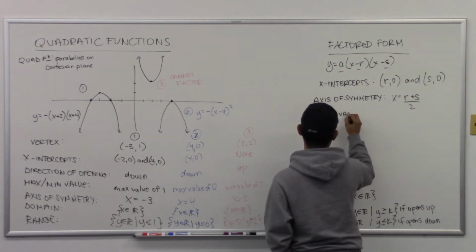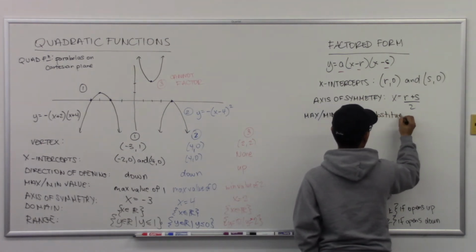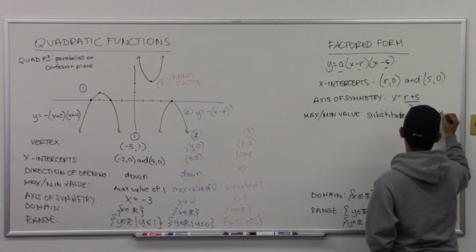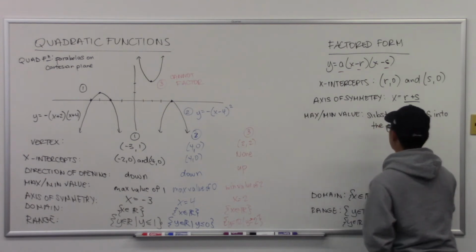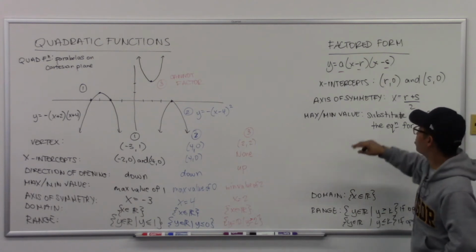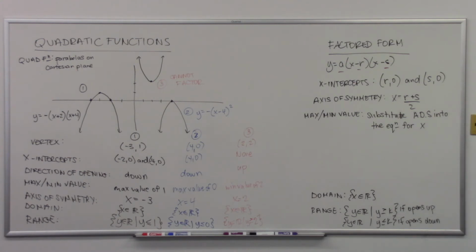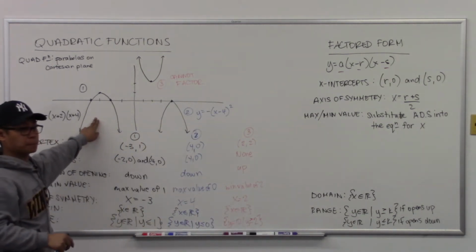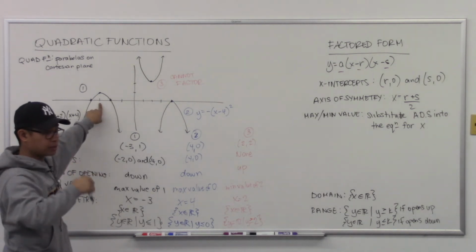To find the max or min value, you have to substitute the axis of symmetry into the equation for x. So you have to take that value. Remember, the point of an equation is to find different y values when you know an x value, or vice versa. So what's the axis of symmetry for this one? This is -2, this is -4. So what's halfway in between -2 and -4, Jules?